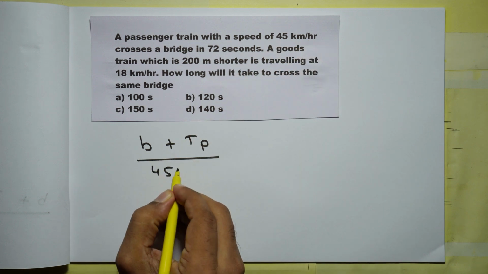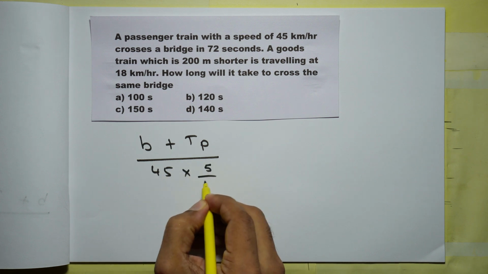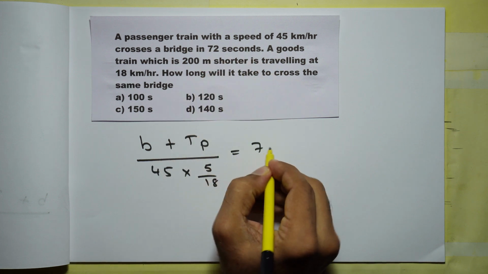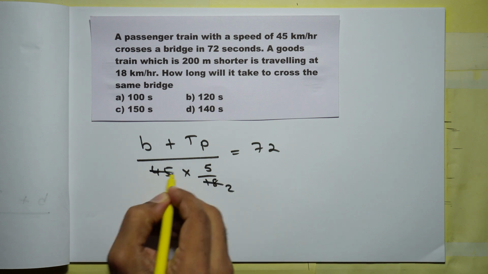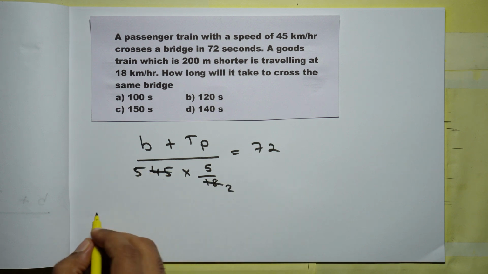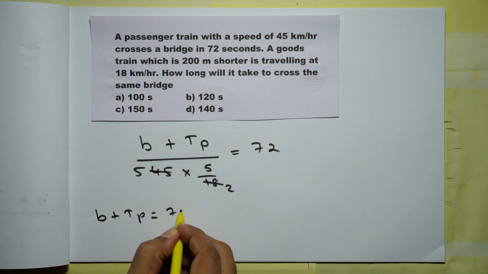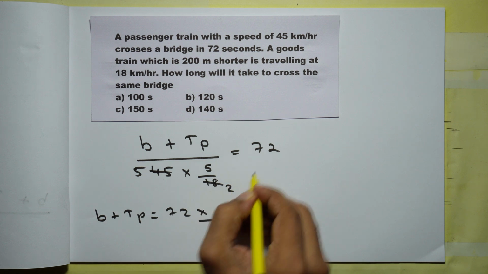Speed is 45. We'll convert into meters per second, that is we'll multiply by 5 by 18. And the time required is 72 seconds. Now here 9 divides 2 times, here 9 divides 5 times. So you will get B plus TP is equal to 72 into 5 into 5 by 2, by this 2.